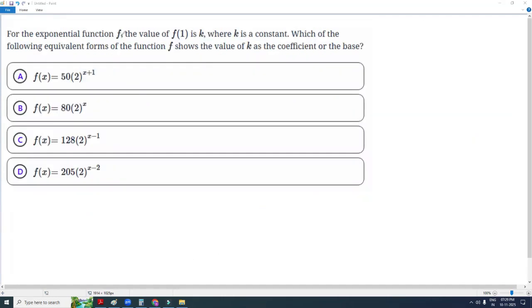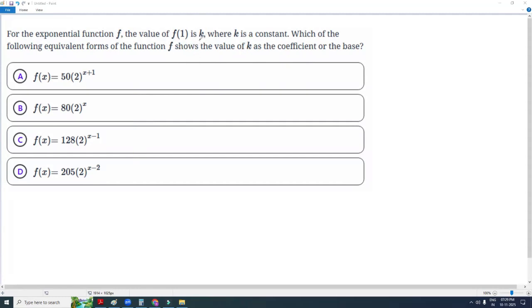Okay, let's look at the next problem. For the exponential function f, the value of f(1) is k, where k is a constant. Which of the following equivalent forms of the function f shows the value of k as the coefficient or the base? So in the given answer choices, I have to find the function f(x) where the value of k is shown as the coefficient or the base.